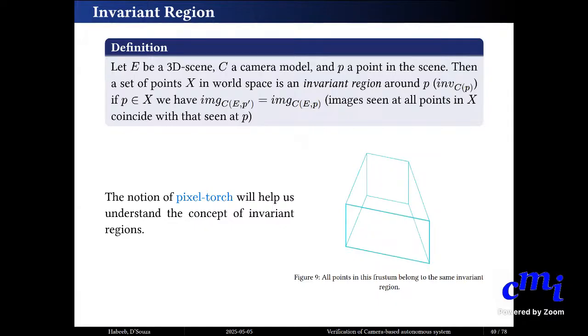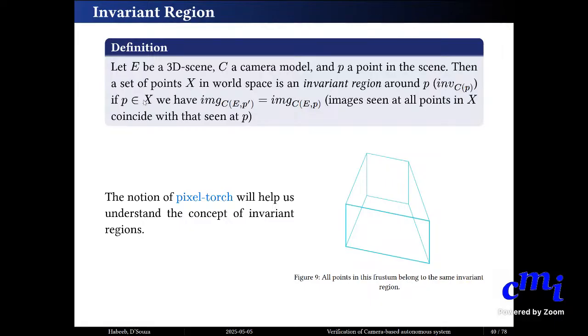So we are given a 3D scene E, a camera model, and a point P in the scene. P is the position of the camera. Then the set of points X in the world space is an invariant region around P, if P belongs to X, such that for every image, IMG C of (E, P) equals IMG C of (E, P dash). On a high level, given a P, all other points such that the image generated at those points is the same as the image generated at P, then that P dash belongs to X.